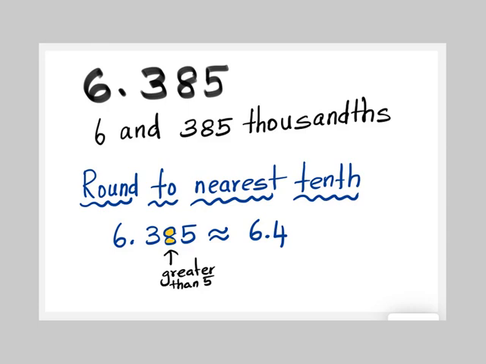6, and for the decimal we use the word and. So how do we read this number? 6 and 385 thousandths.